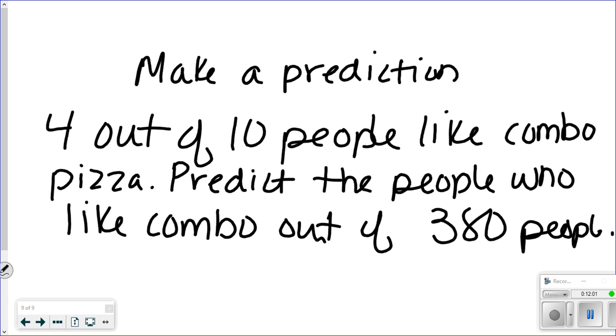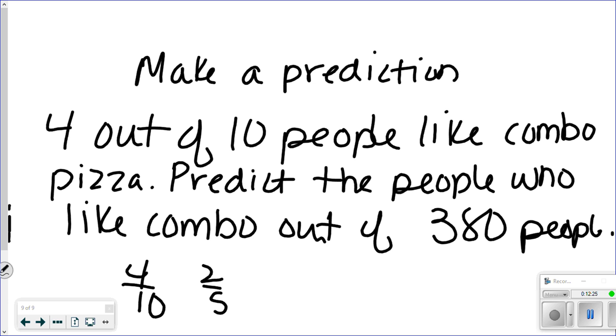Just listen. First thing you're going to do is find out your probability. So how many out of so many? Your homework gives you a chart and you have to figure out how many people like the penguins or the monkeys. Well, in this case, 4 out of 10, which is 2 out of 5 people.